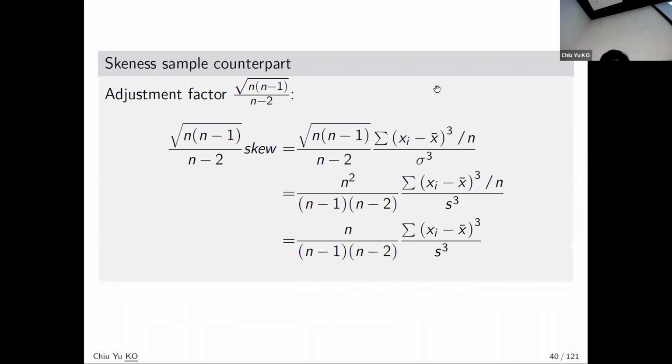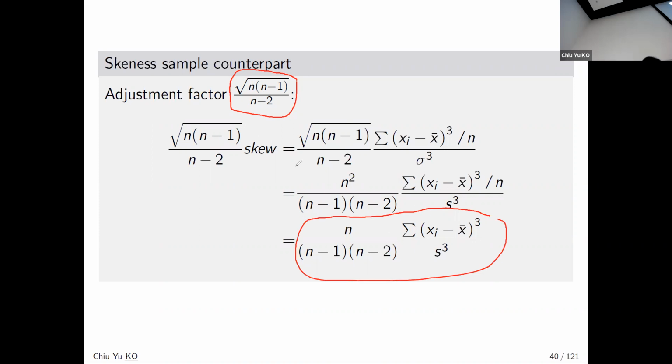And now here comes the difficult part. We are going to adjust. If you want to do the actual calculation, you have to multiply by this funny fraction: the square root of n times (n minus 1) over (n minus 2). If you do this, when you do the actual calculation, this is the formula. I'm not going to detail it, but this is the formula here.